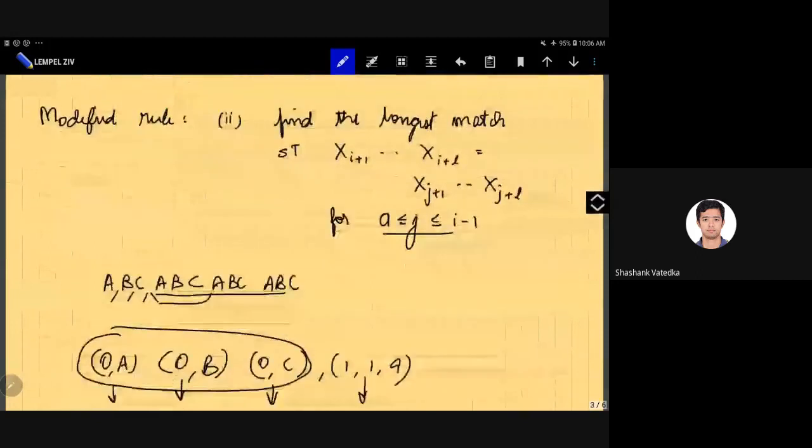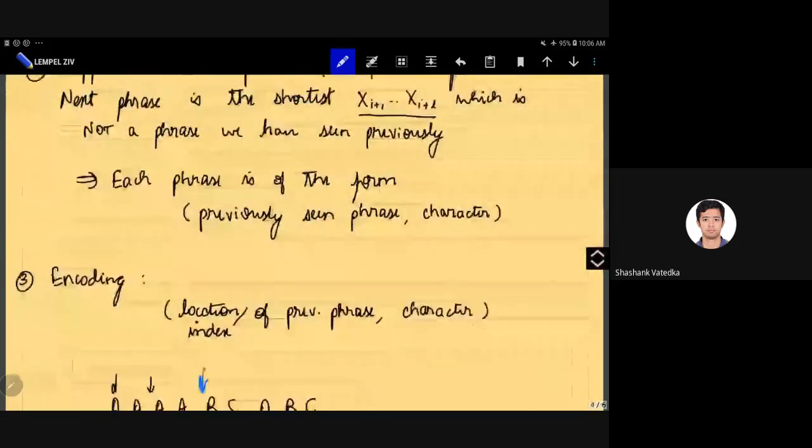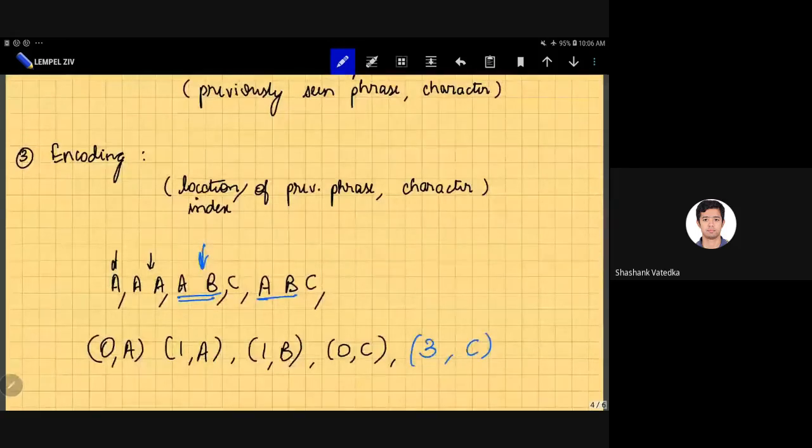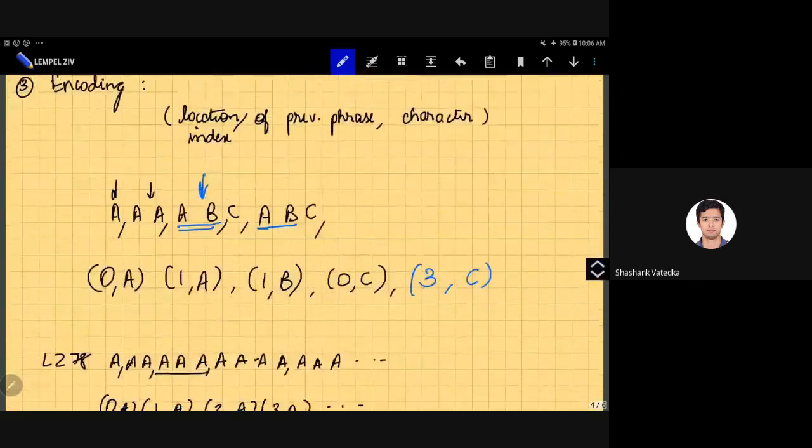Similarly, in LZ78, the encoding is as follows. You always store the location of the previous phrase. So if there is a match, then you store the location. If there is no match, then you just store a 0. And this is followed by the character. All of this has to be represented in binary. Okay.